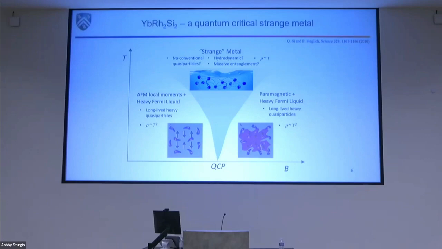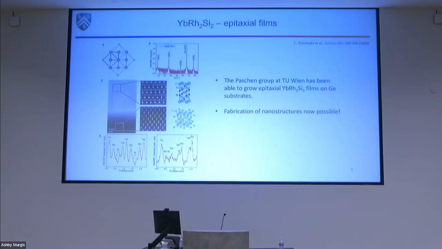This is the structure of the ytterbium rhodium 2 silicon 2 thin film. Thanks to the great efforts of our collaborators, they spent a very long time figuring out how to grow this molecular beam epitaxial film on the germanium substrate with almost perfect crystal structure match.